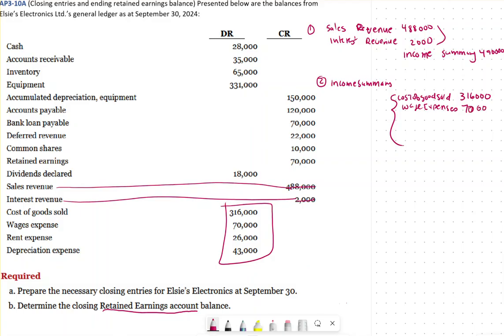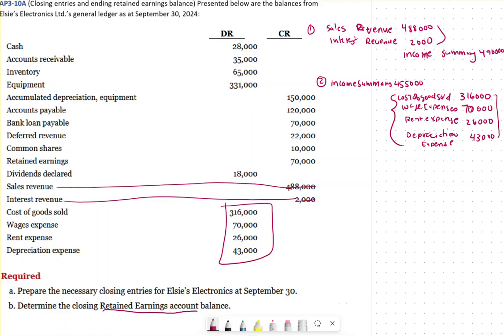Then we have my rent expense, and in order to close it, we needed to credit, and that's my 26,000. And then we go to my depreciation expense, and that is my 43,000. If I add all of them together, I will get a balance of 455,000 if I add all these four numbers together.